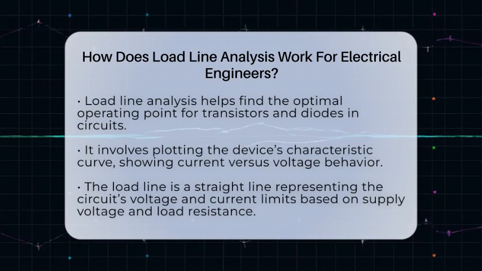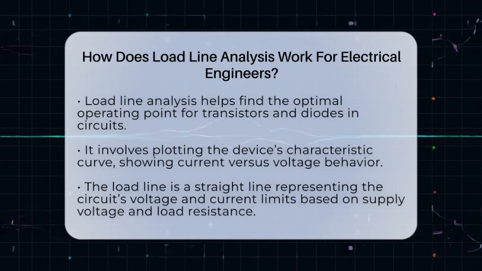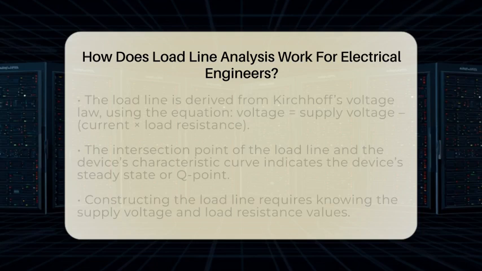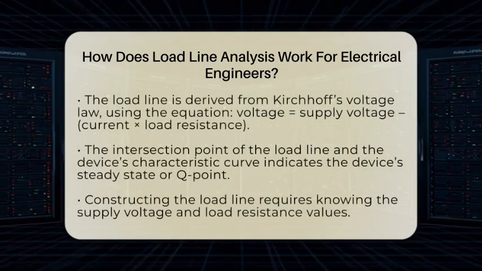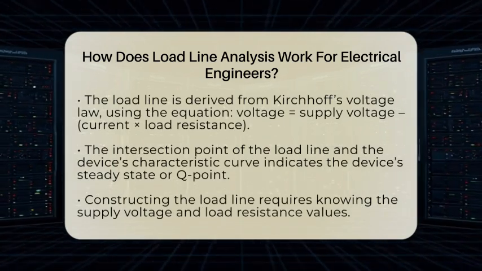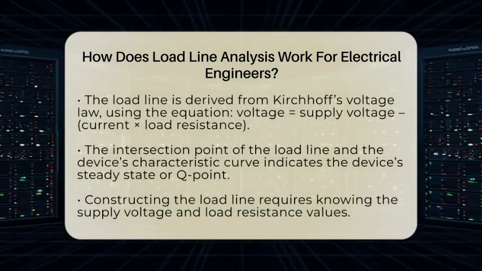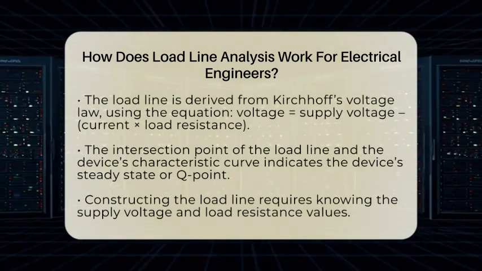Think of it as a way to find the device's steady state, called the operating point or Q point. To do this, engineers start by plotting two key things on a graph. First is the device's characteristic curve, which shows how current and voltage relate for that specific component. For example, a transistor's collector current versus collector-emitter voltage, or a diode's forward current versus voltage. Second is the load line, which is a straight line representing the circuit's limits based on the power supply voltage and load resistance. This line shows all the possible combinations of current and voltage that the circuit can have.